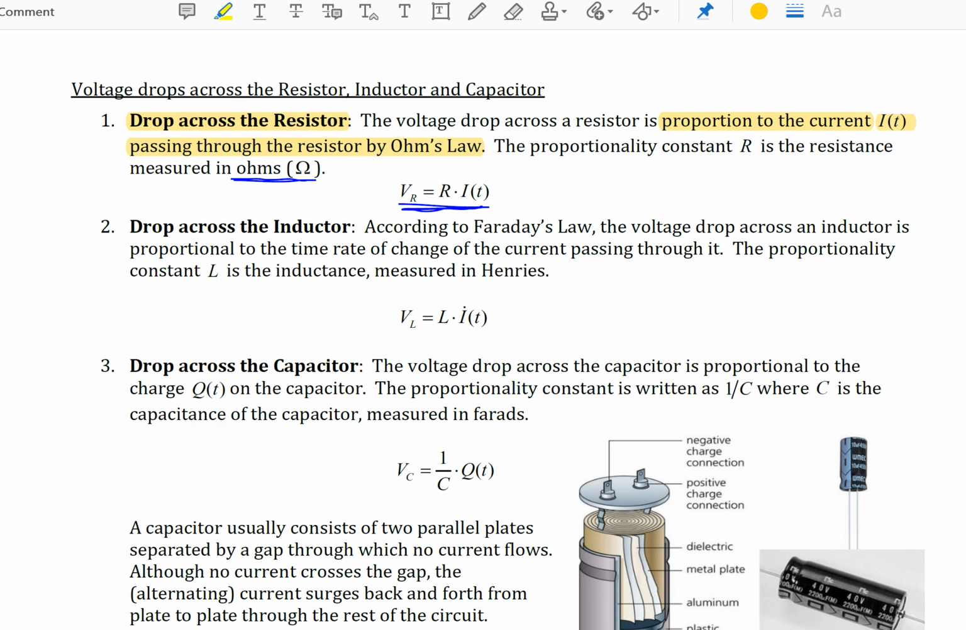Your voltage drop across the inductor. This is according to Faraday's law. Says the voltage drop across your inductor is proportional to the time rate of change of the current passing through it. So it's proportional to your derivative of the current passing through it. The proportionality constant L is called the inductance, and it's measured in henries. As an equation, the voltage drop across your inductor is proportional to the time rate of change of your current. So it's proportional to your derivative of your current.